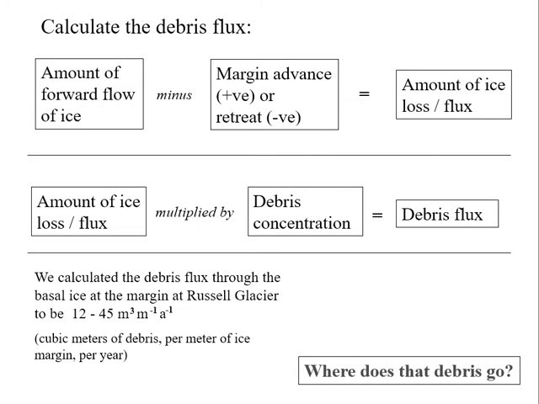What we calculated for our particular site was that the debris flux through the basal ice at the margin of the Russell was varying a little bit from place to place around the margin, but of the order of between 12 and 45 cubic meters of debris per linear meter of the ice margin per year. And you can then compare that with other sites and other types of ice margin at different locations.